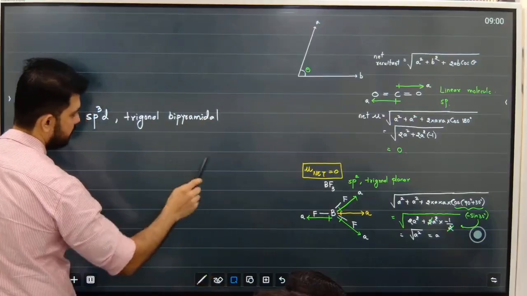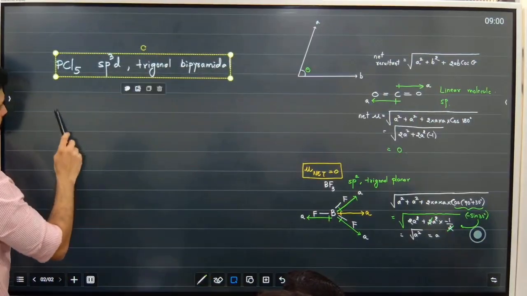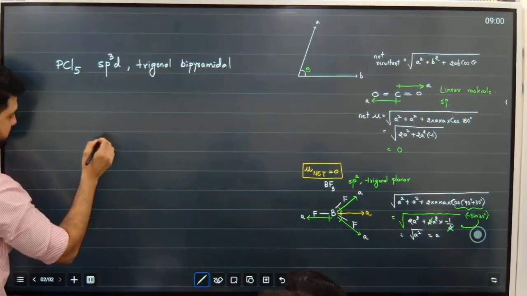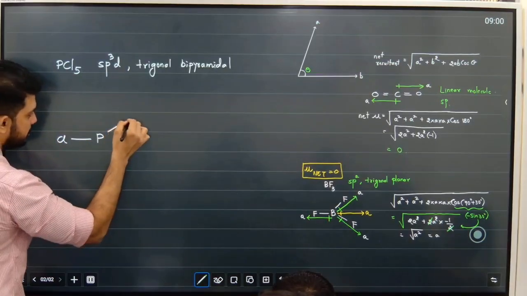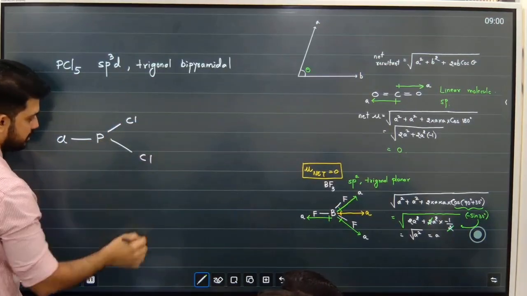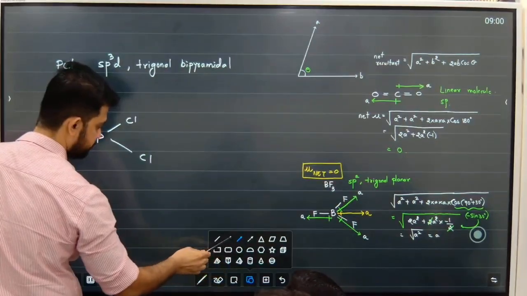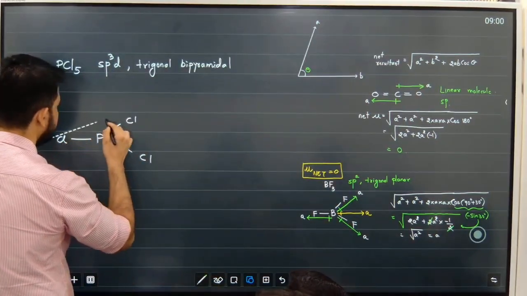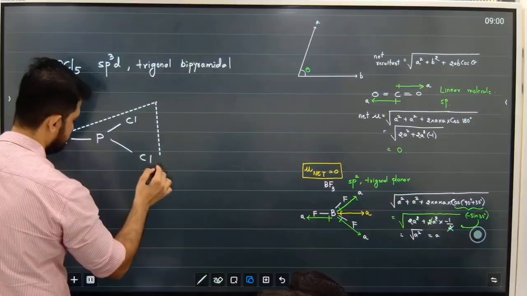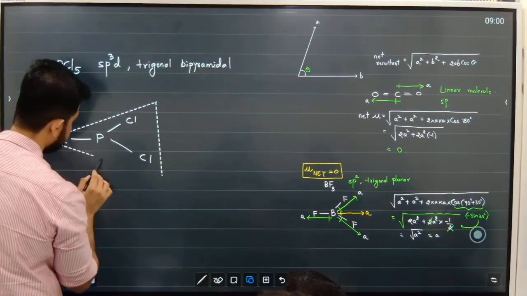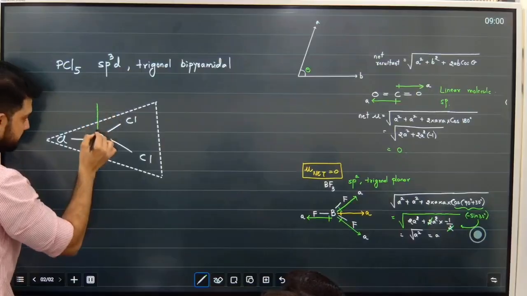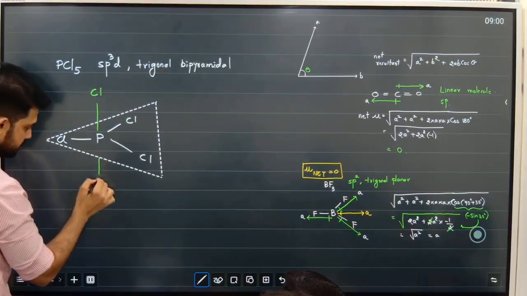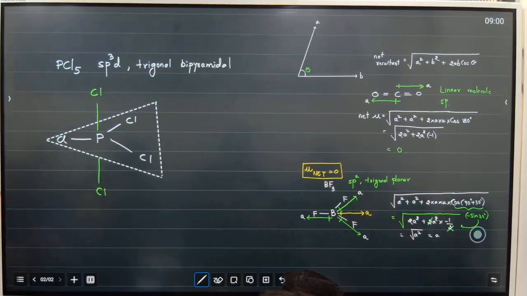Chalo, let's make its shape. So this is phosphorus, Cl, Cl and Cl. Where were the remaining chlorine atoms? One of them will be above the plane and the next one was. Sorry. Now we first look at the equatorial bonds.